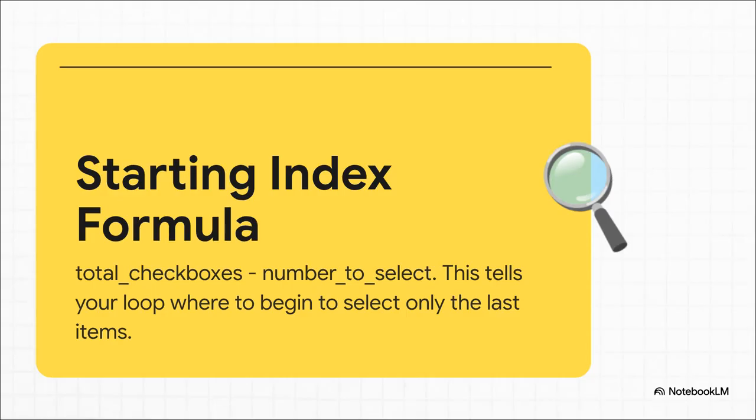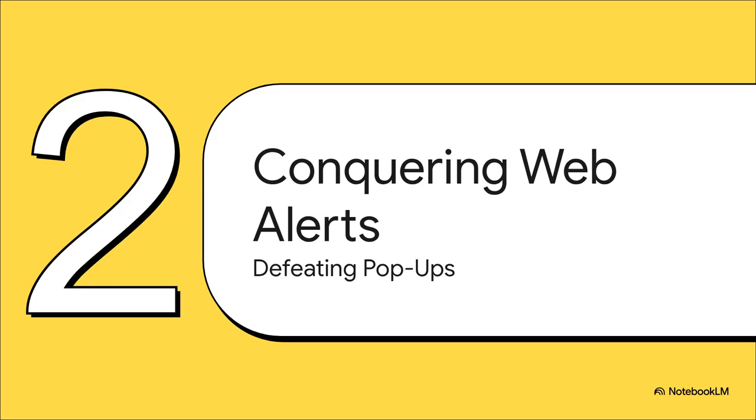And here is that clever bit of logic. It's a super simple formula. You just take the total number of checkboxes you found, subtract how many you want to select from the end, and bam, that's your starting index. Your loop starts right there and goes to the end of the list, perfectly grabbing just those last few items for you. All right, we've got checkboxes handled.